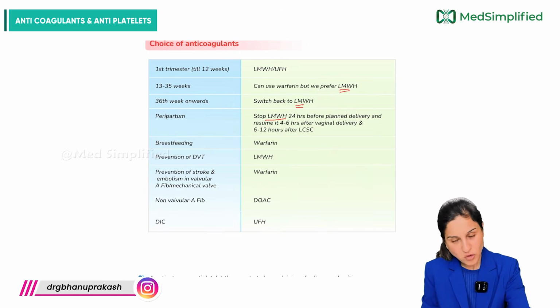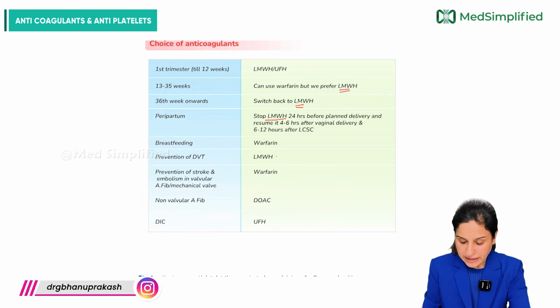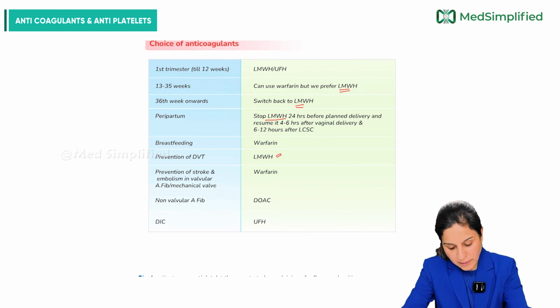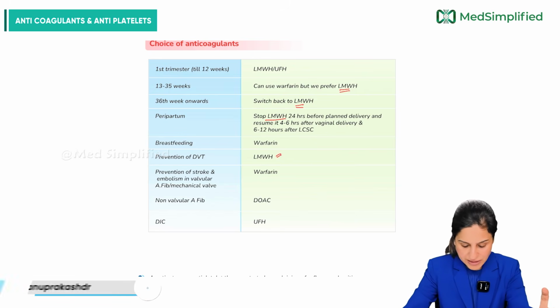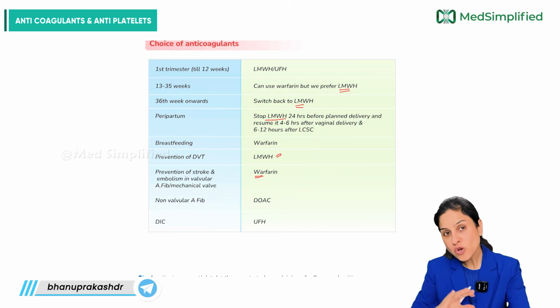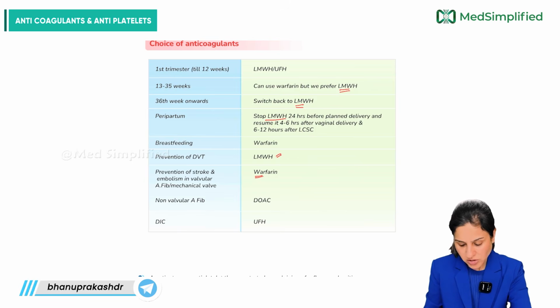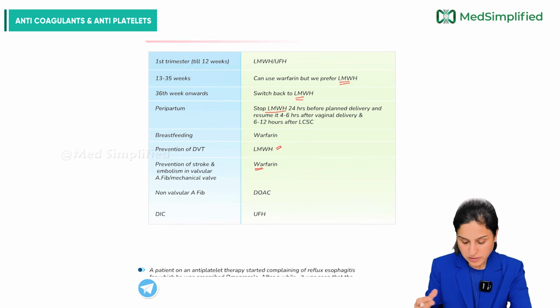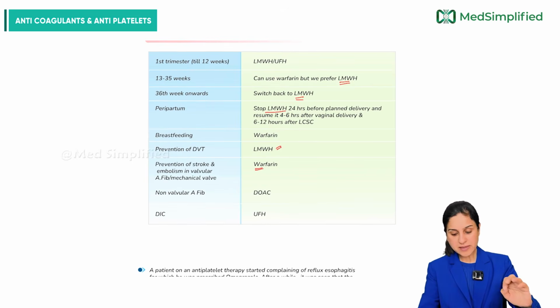Breastfeeding, we prefer warfarin. Prevention of DVT, again you should be giving low molecular weight heparins. Prevention of stroke and embolism in valvular disease: if mechanical valves are involved, we give warfarin. If it is non-valvular atrial fibrillation, then you give direct-acting oral anticoagulants.